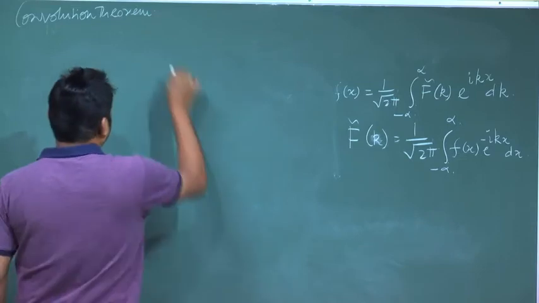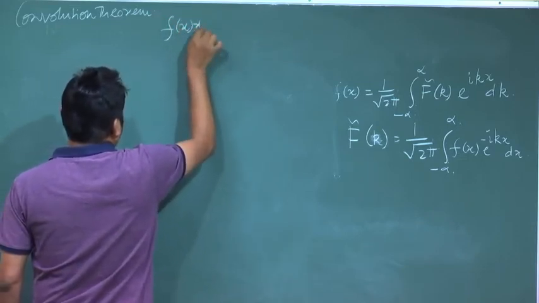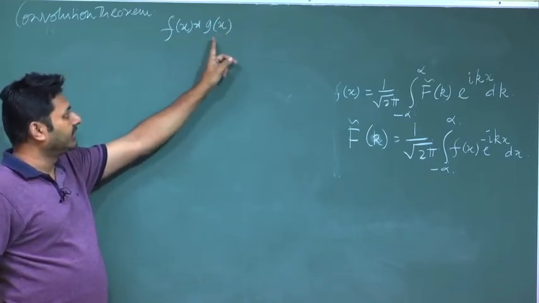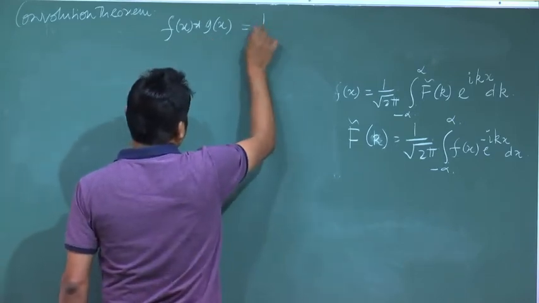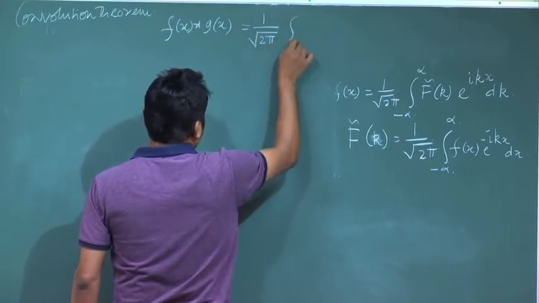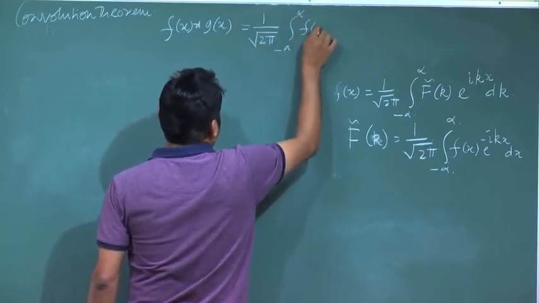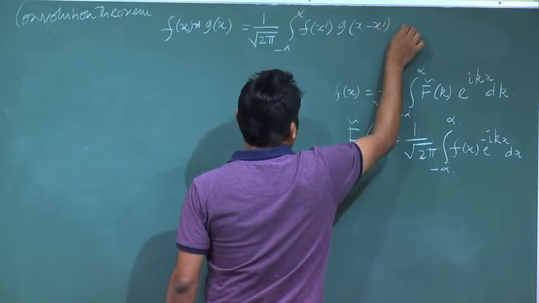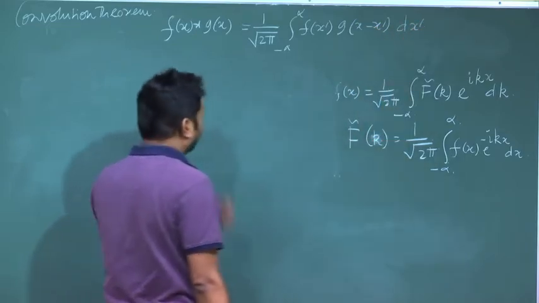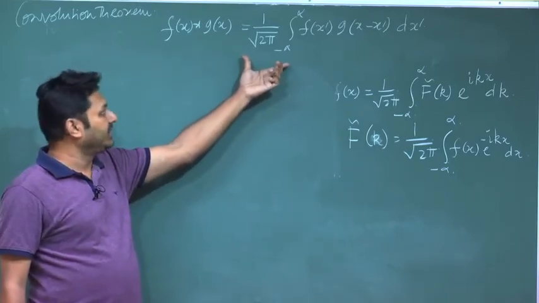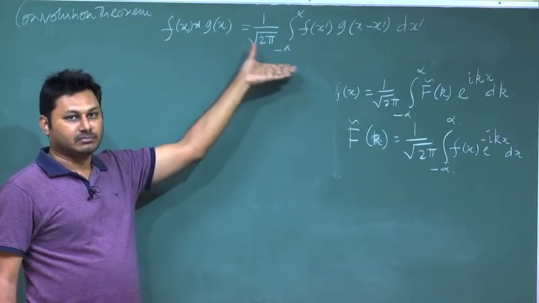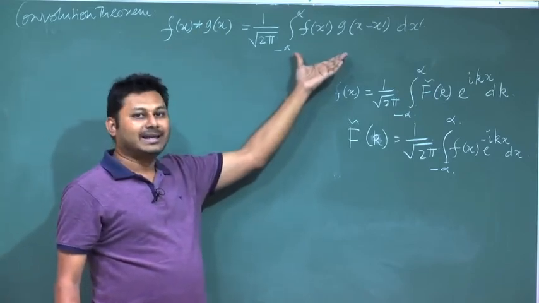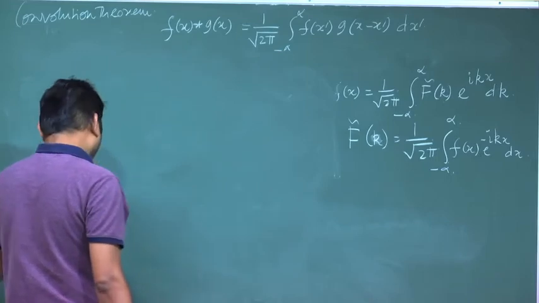The theorem suggests, what is the meaning of convolution? So f(x) star g(x), we normally write the star as the convolution of two functions f(x) and g(x). By definition, it is 1 over root 2 pi, integration from minus infinity to infinity, f of x prime g of x minus x prime dx prime. This is by definition my convolution relation: when I make a star here, it essentially means the right-hand side is this integral form.